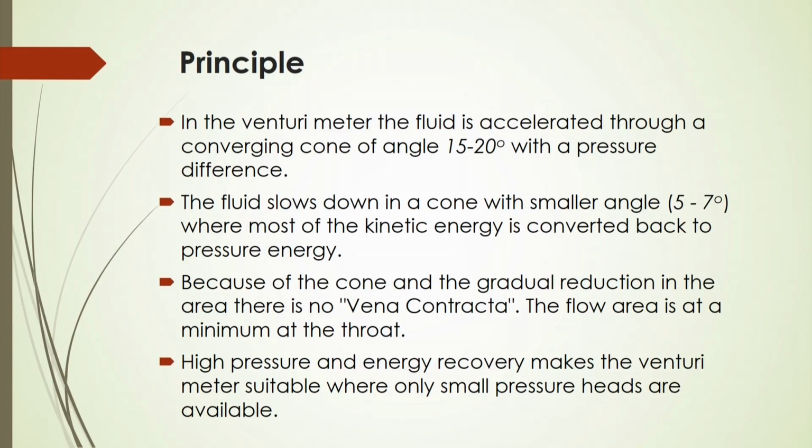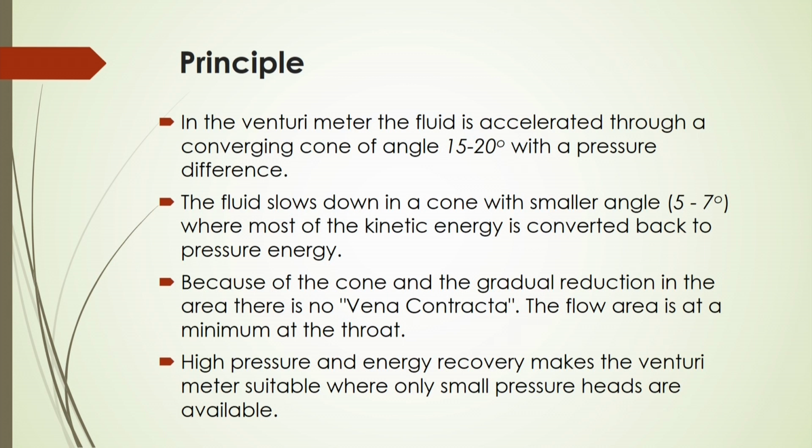Because of this cone and the gradual reduction in area, there is no vena contracta, as is the case for the orifice meter. The flow area is at minimum at the throat. We will be discussing the vena contracta in the orifice meter, and we have already discussed it in the earlier lecture on pressure loss in different geometries. Also, the high pressure and energy recovery in this case make the Venturi meter suitable where only small pressure heads are available.